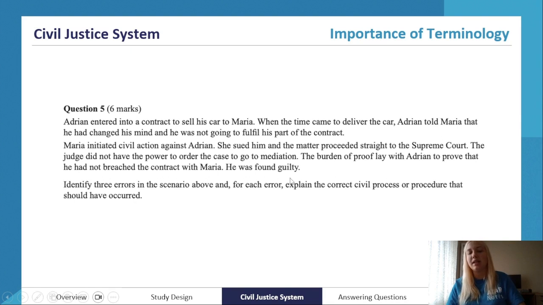He was found guilty. We know that's also incorrect terminology. That's for the criminal justice system. No crime was committed. And this is the civil justice system. So we can say Adrian was found liable, responsible for the harm that Maria has suffered.